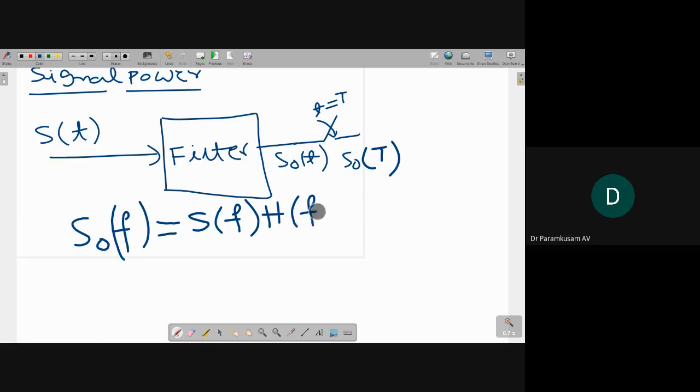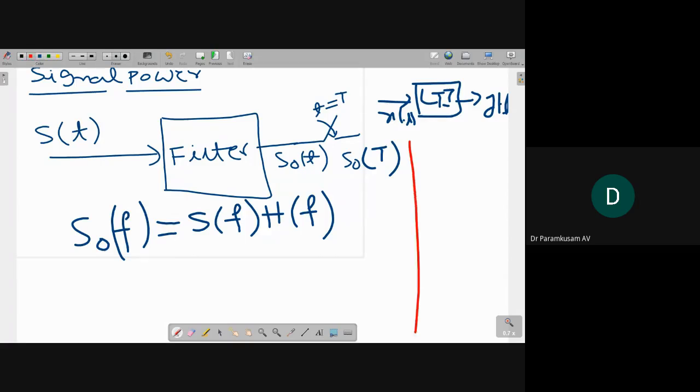Now suppose there is an LTI system, with x of t as input and y of t as output. Then we have the relation that y of t is equal to x of t star h of t, no?